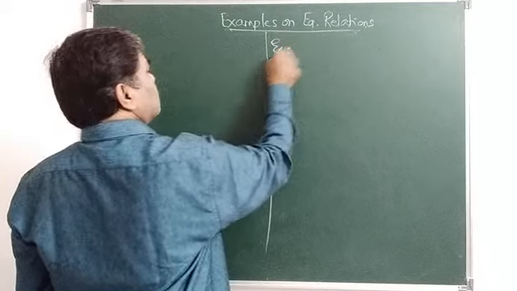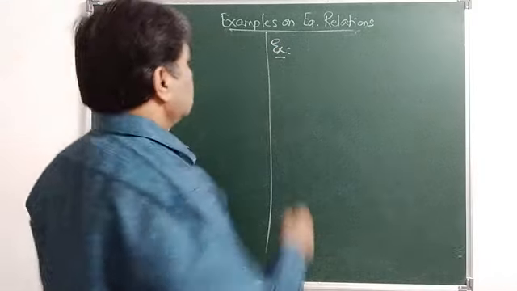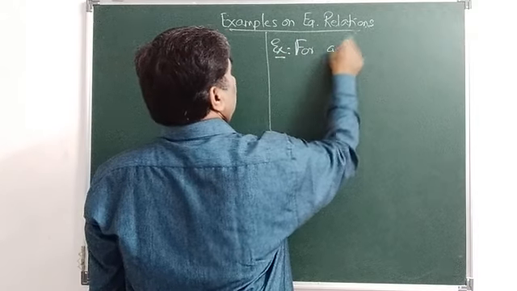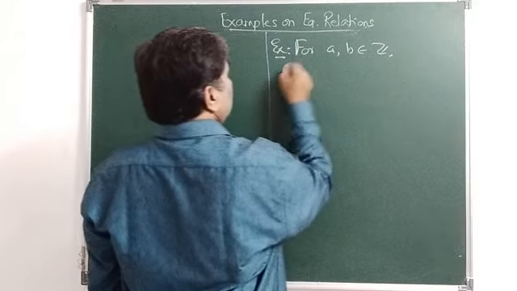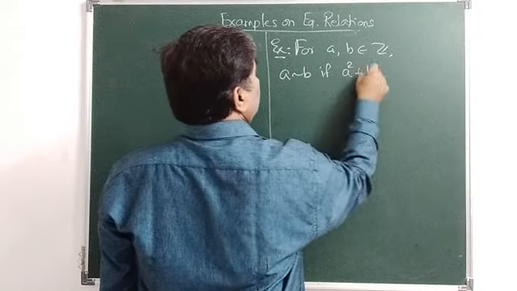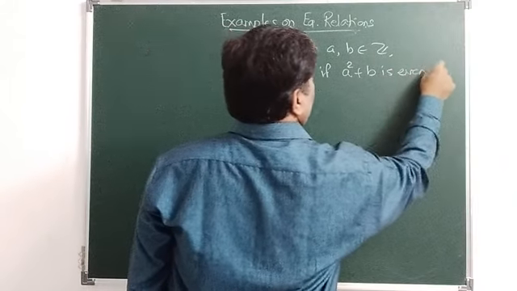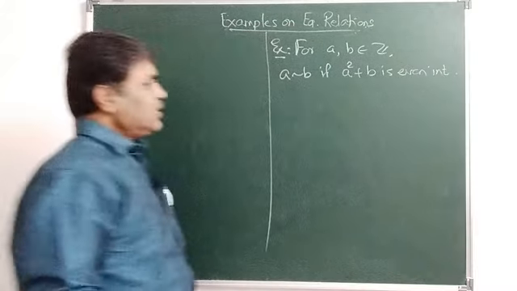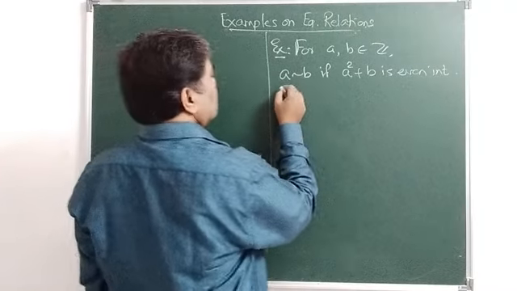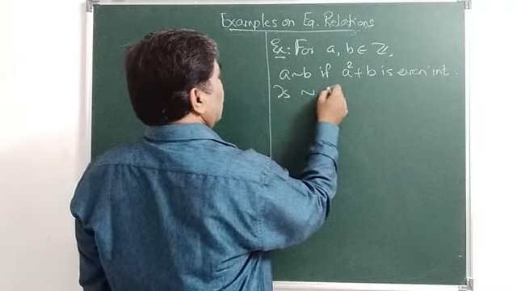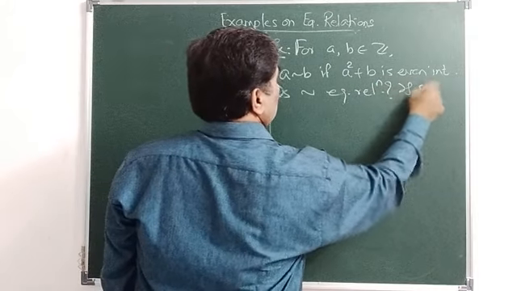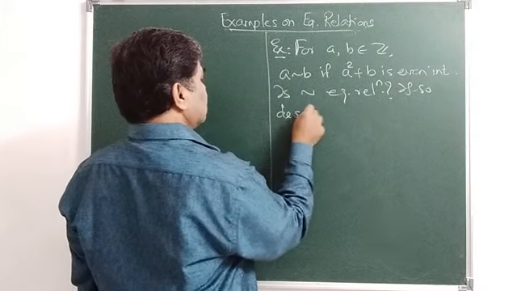Next example, for a, b belonging to Z, a is related to b if a square plus b is an even integer. If I take this one, is tilde an equivalence relation? If so, describe the equivalence classes.